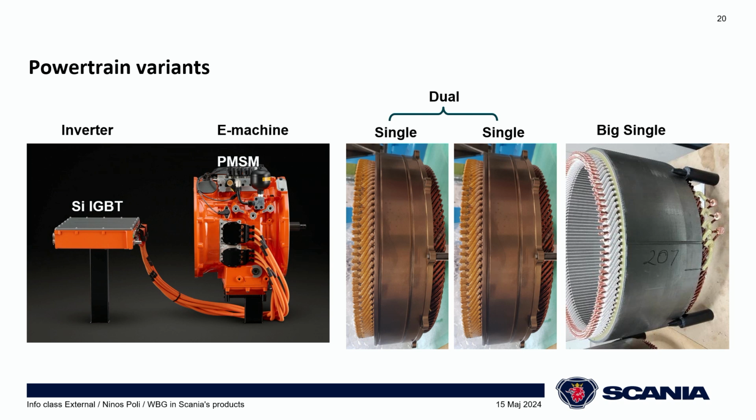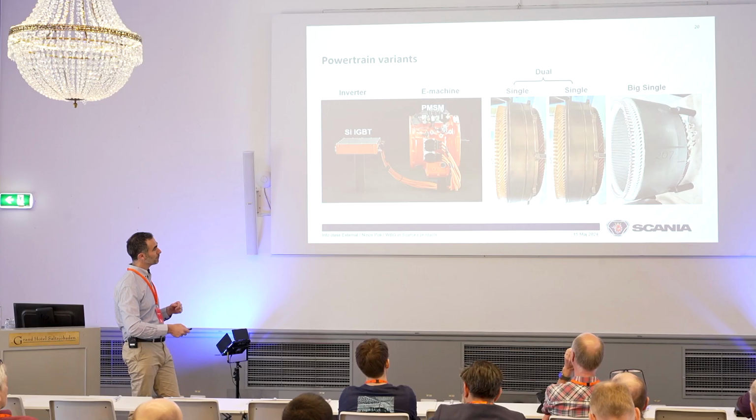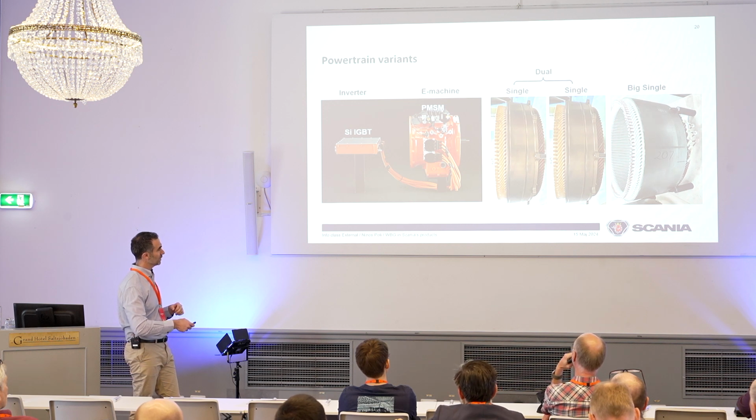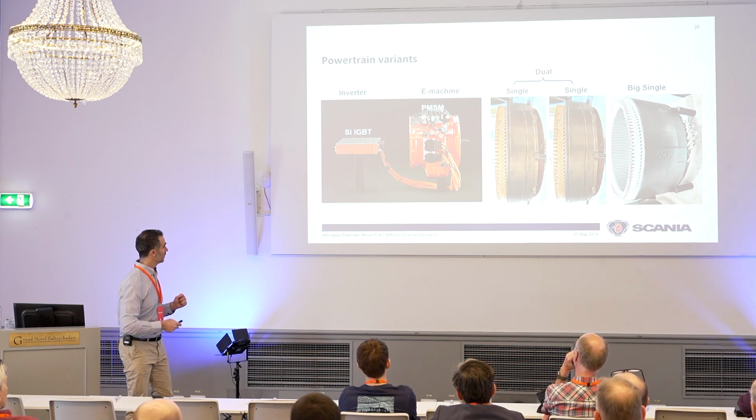And then you can think, if you connect these 2 in parallel instead, and have longer width and depth of the electric machine, so that you achieve a big single e-machine with twice the power at least. So 1 single, 2 singles in series, a dual, or 1 big single with 2 in parallel, all driven by this inverter here.